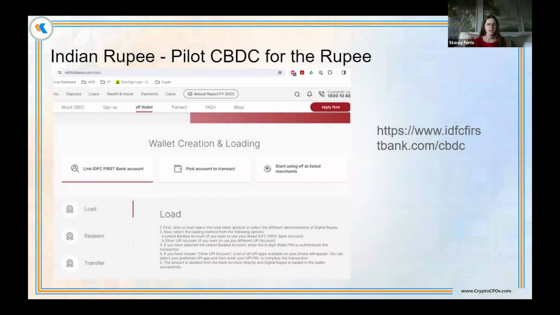So this is a screenshot of the Indian rupee, the pilot CBDC for the rupee. You can find these from multiple countries, and it's basically showing you on this screen. I wanted to put a screenshot here because it shows you how you go about transferring and moving into having the Indian rupee, the e-rupee. And you can find these different projects all over the world.